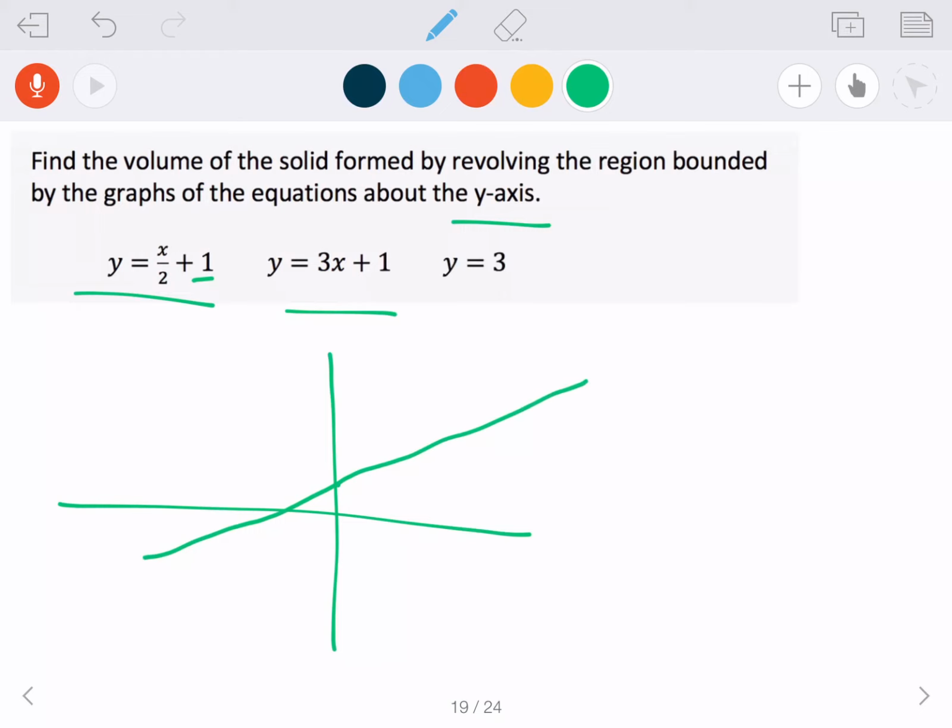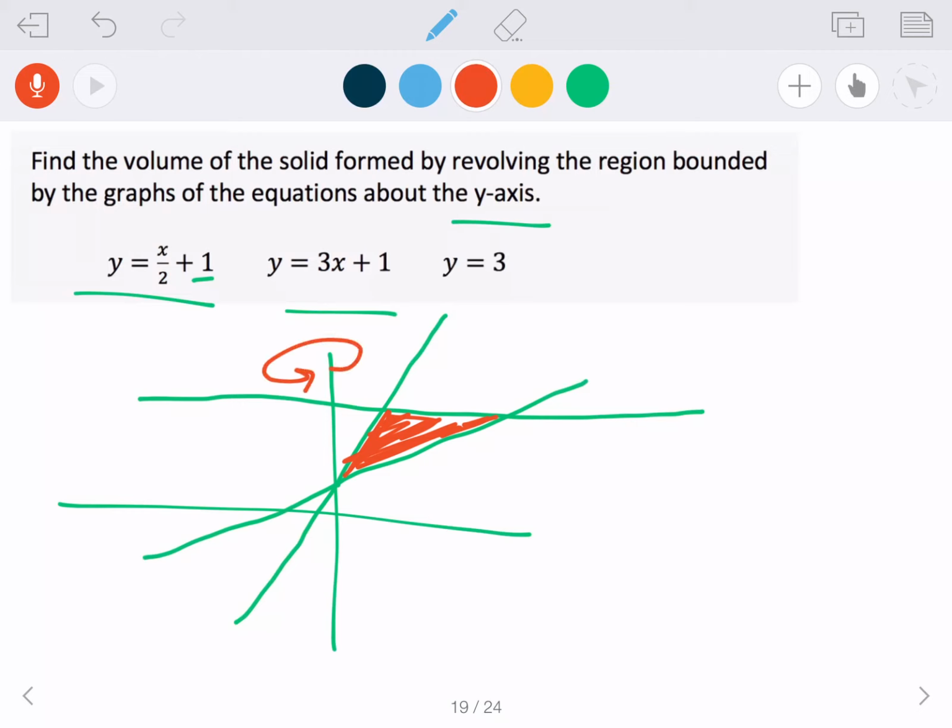And then steeper slope for this one, and then y equals 3. And so this region, that got pretty messy, but it's this region right in here. And we're going to revolve that around the y-axis. So here's my representative slice.